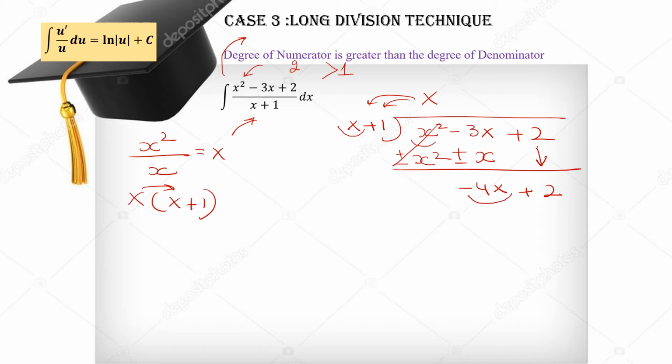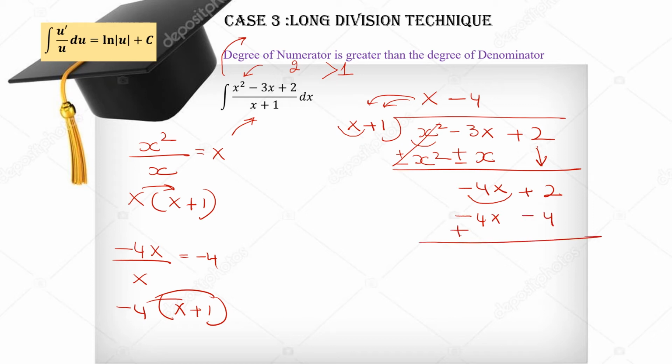Divide the dividend's first term by the divisor's first term, that means minus 4x divided by x gives you negative 4. Write it in the quotient, and now this negative 4 will be multiplied with the divisor. So you will get negative 4x, and negative 4 times 1 gives you negative 4. Then we change the sign, negative changes into positive, positive changes into negative, and sort out the problem. Plus 2 plus 4 gives you plus 6.